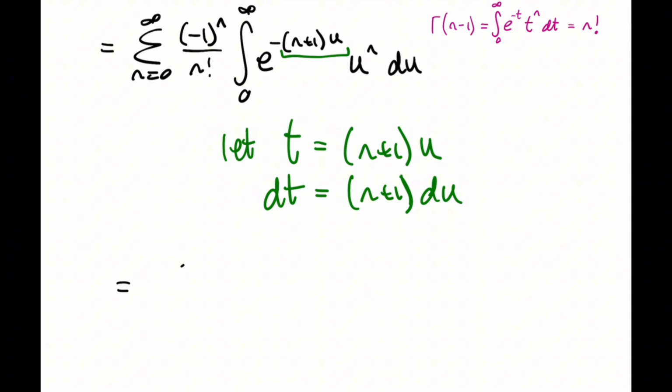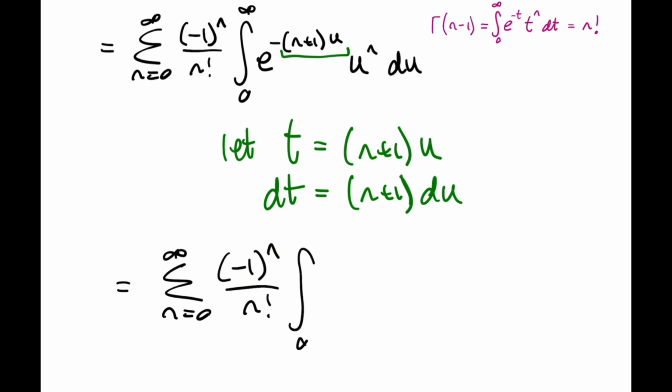So now we've got the sum from n is 0 up to infinity of (-1)^n over n factorial times the integral from 0 to infinity of e to the power of -t. What do we replace the u with? Well, we need to rearrange this for u. So if t is n plus 1 times u, then u is equal to t over n plus 1. Cool. So now we can change that.